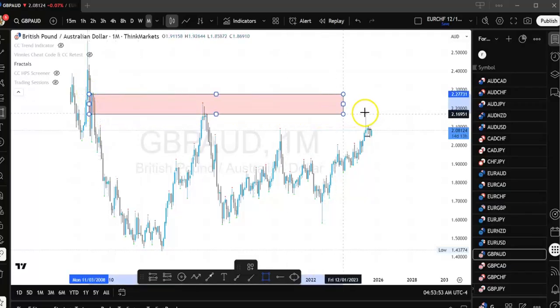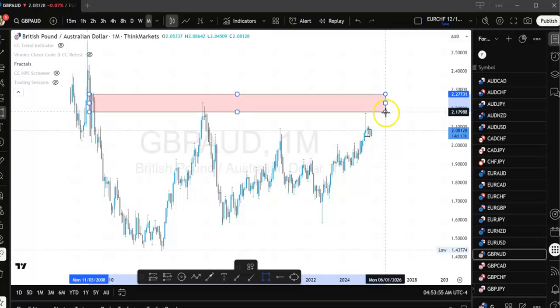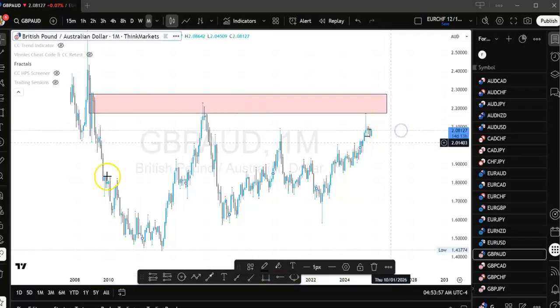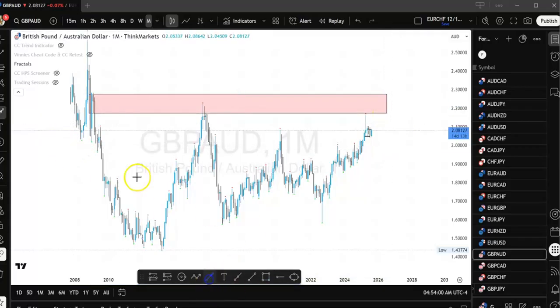This candle right here, because if you notice it, price is reacting from this candle right here. Okay, you see that? So that's my supply zone on the monthly. Okay, now I go down, still in the monthly, and I'm looking for a demand zone.